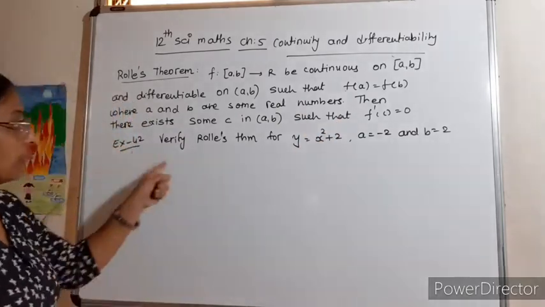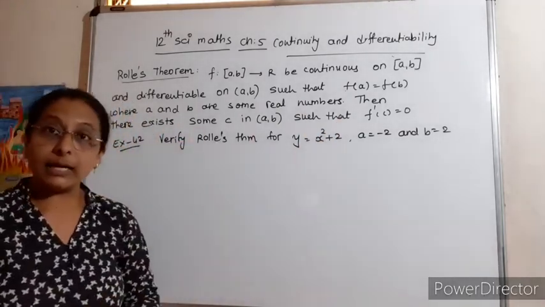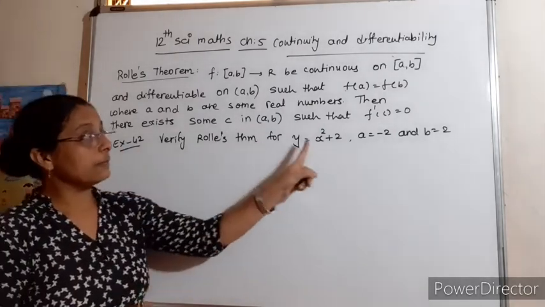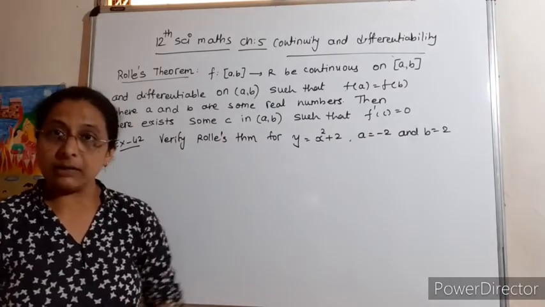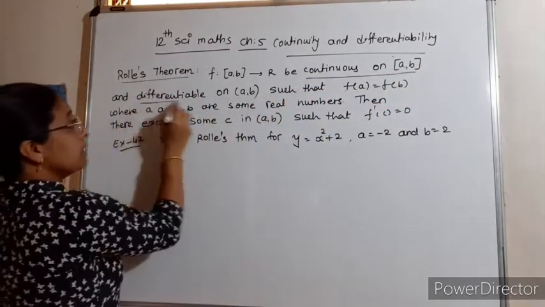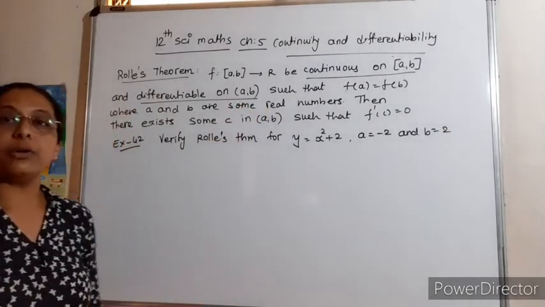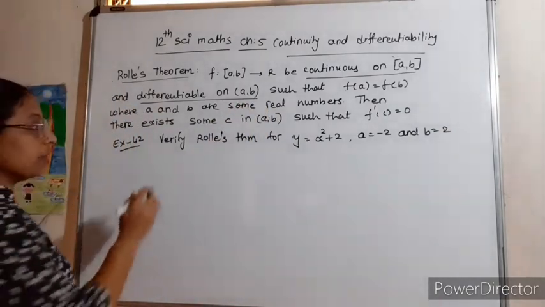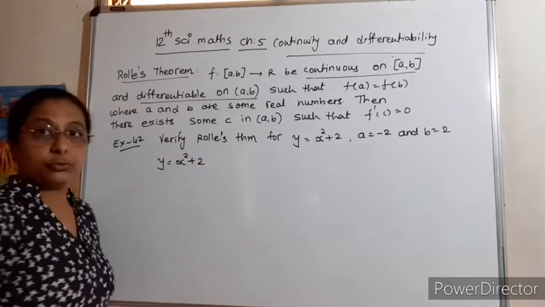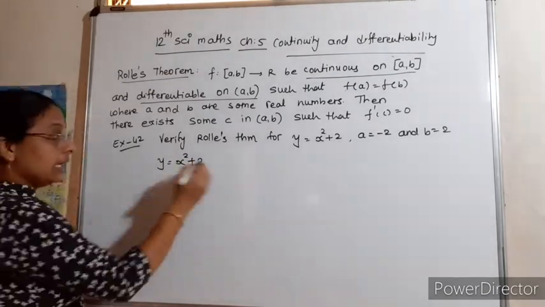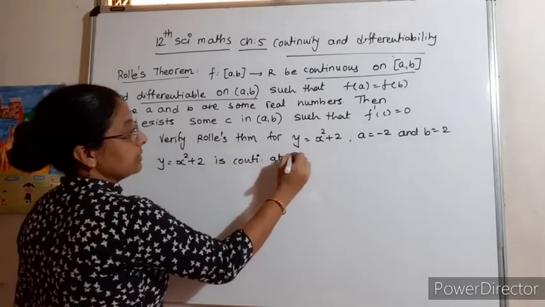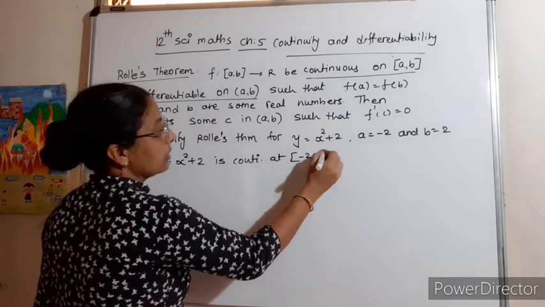Now we'll write, whenever you have to verify Rolle's theorem, that is our example 42. So verify Rolle's theorem for this where A and B are given. So first of all this continuous and differentiable condition should be satisfied. That means we will write y is equal to x square plus 2, our function, is continuous at closed interval minus 2 to 2.